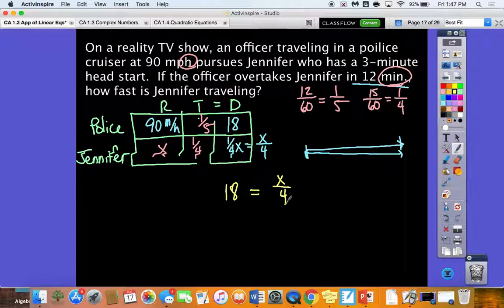Whenever you work that, it's just a proportion. Put that over 1. That's X equals, we just need 4 times 18. So Jennifer's going 72. And that's pretty sad if she's trying to get away from a crime. I drive faster than that. But make sure you make your units match is what we're getting down to.